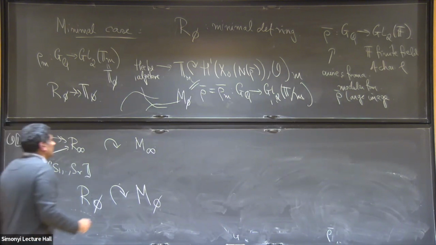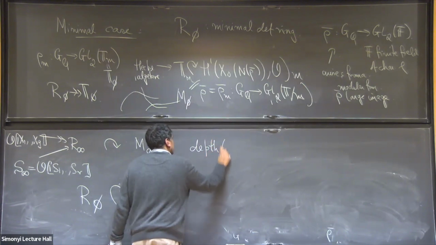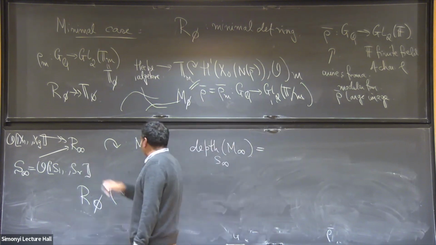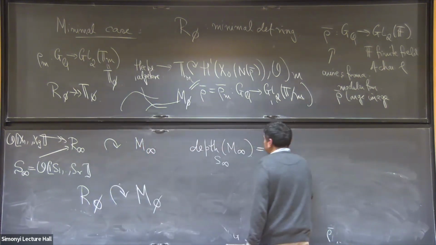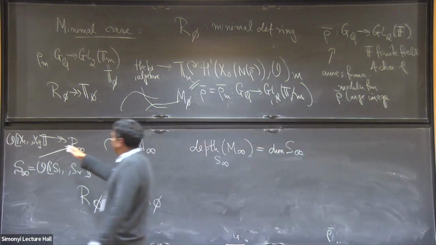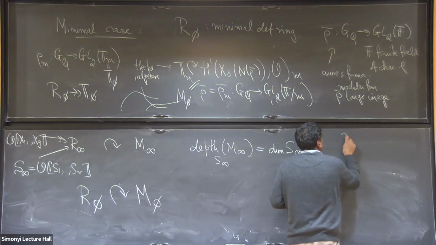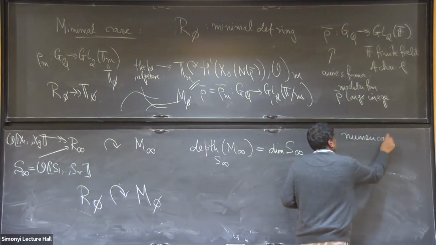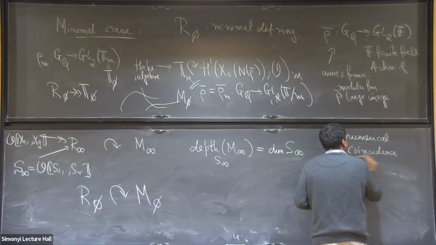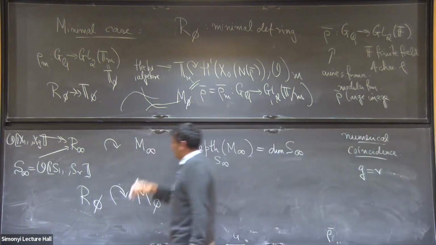And the situation is that M infinity is a free S infinity module. So in particular, the depth of M infinity as an S infinity module is equal to the dimension of S infinity, which is equal to R plus 1. On the other hand, if you stare at this, the numerical coincidence, which is the magic, some balancing act, and which is different from the numerical criterion, is that G is equal to R.